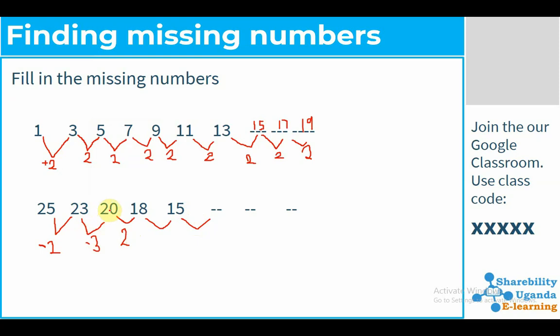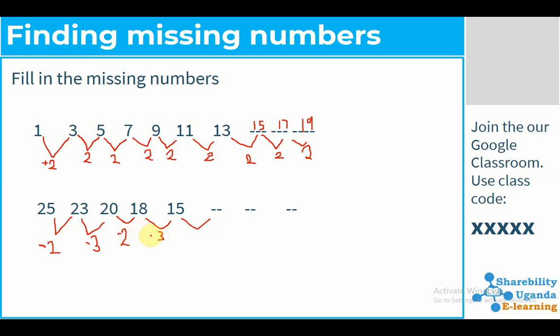Then you also look at the difference from 20 to 18. Which number can be subtracted from 20 to get 18? We see it is a 2. Then you also ask yourself, which number can be subtracted from 18 to get 15? We have a minus 3. So all these are minuses.